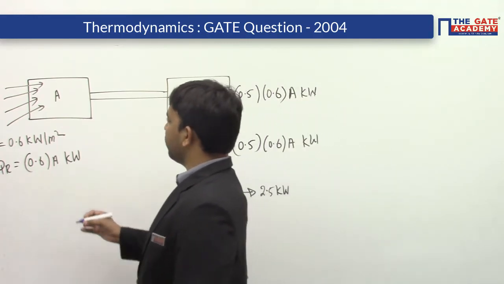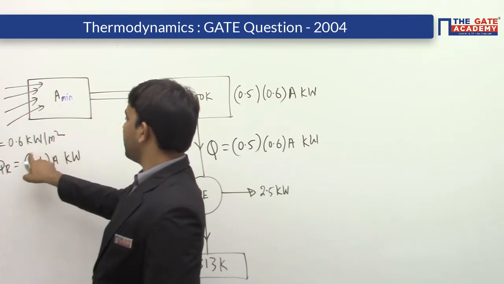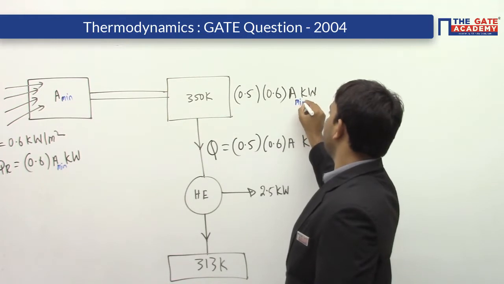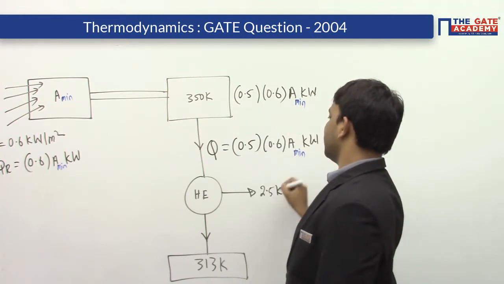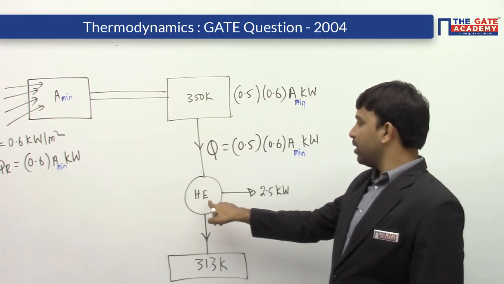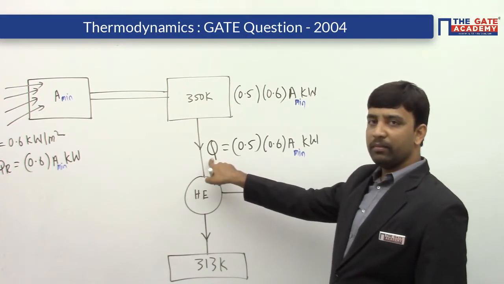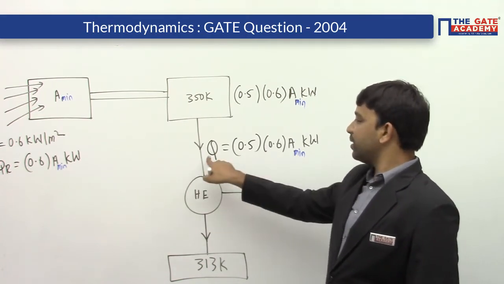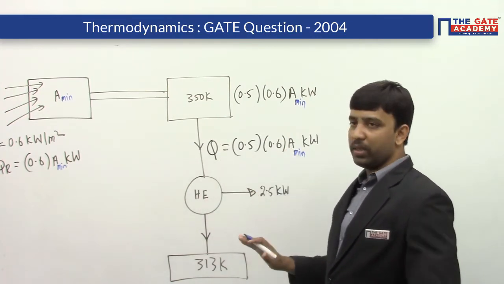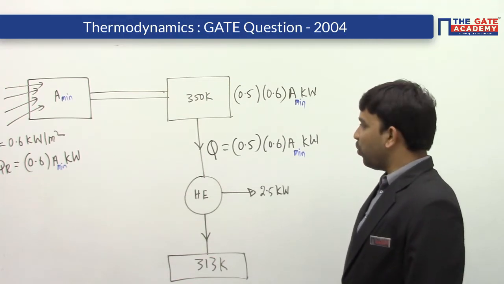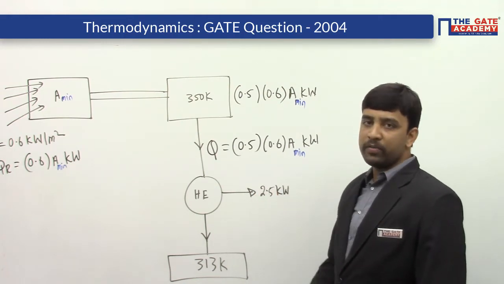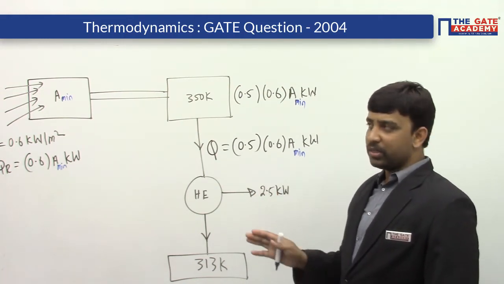If this area becomes minimum, the amount of heat received will also decrease, so the amount of heat supplied will decrease. If the area of the solar collector is minimum, the amount of heat supplied to the heat engine is also minimum. As area increases, the heat supplied to the heat engine increases, and as area decreases, it decreases. He is asking what is the minimum input required so that I can produce 2.5 kilowatt of power.